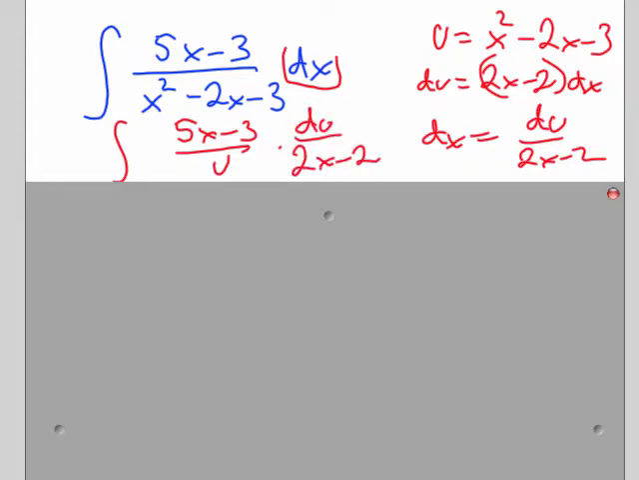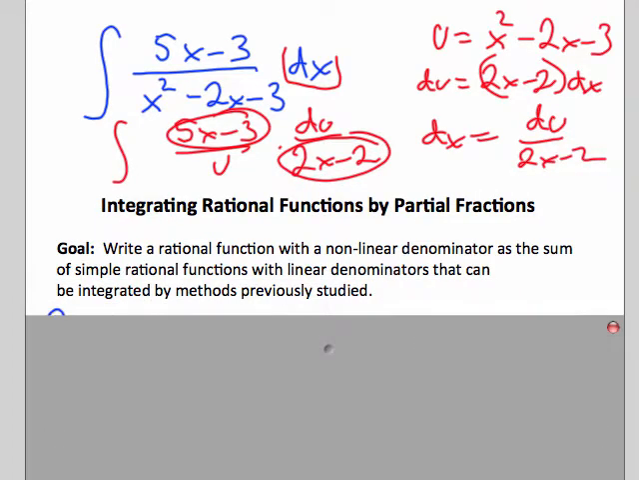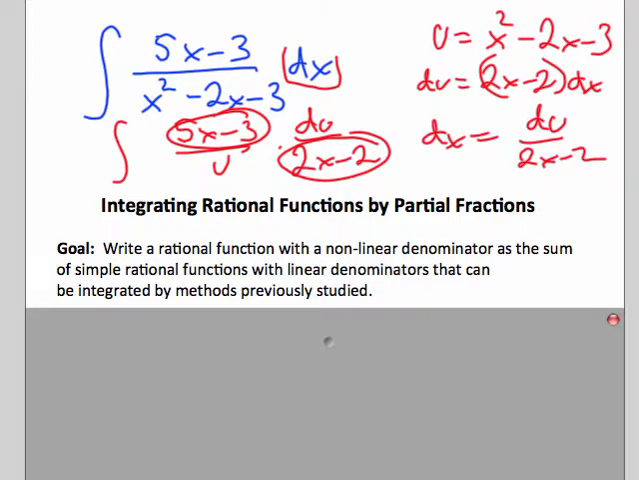And you would notice you'd have a problem here because this does not cancel this, and therefore we don't get our integral all with respect to u. And so we aren't able to integrate this expression. So we're going to look at another method today, and that's called integrating rational functions by partial fractions.